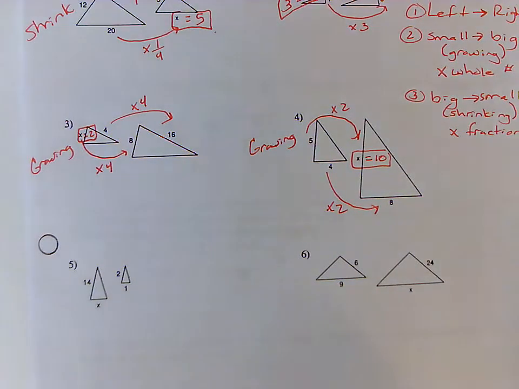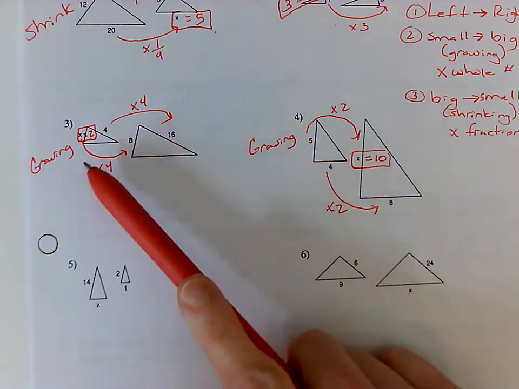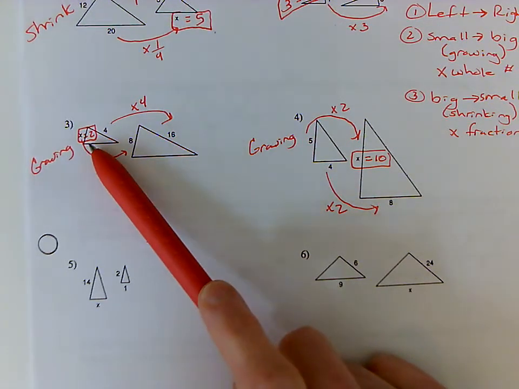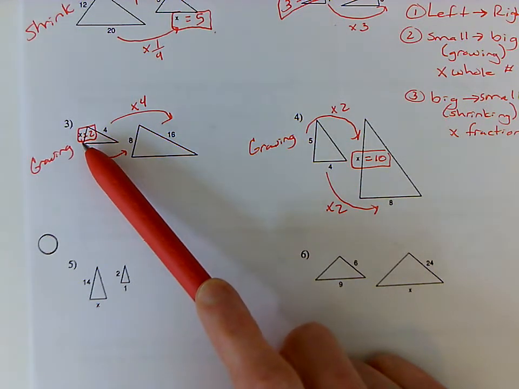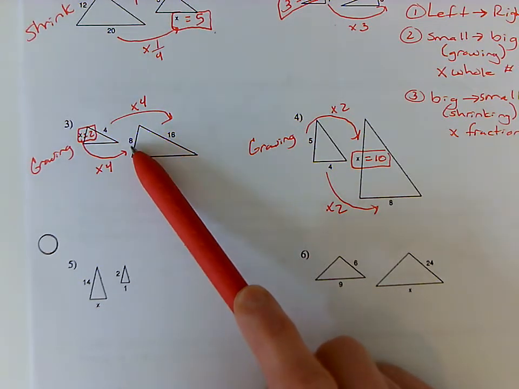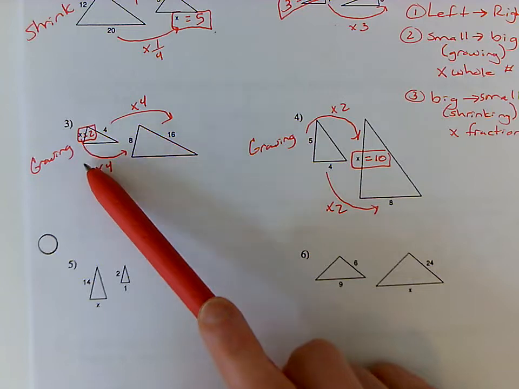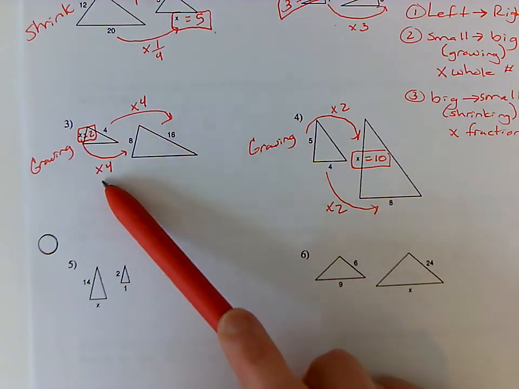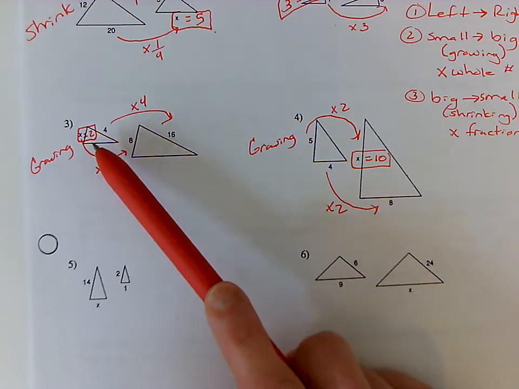Okay, so how are we doing here? Number 3. This is growing in size, so this is scaling by 4, so that means x should be 2. Here again, you have an x missing in the first shape, which is fine. X is going to match with 8, and so what times 4 is going to give you 8? Well, 2 does. 2 times 4 gives you 8. X equals 2 right there.